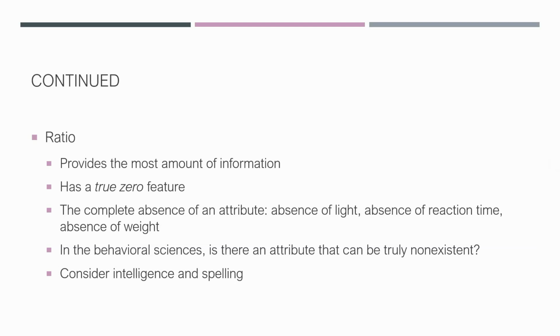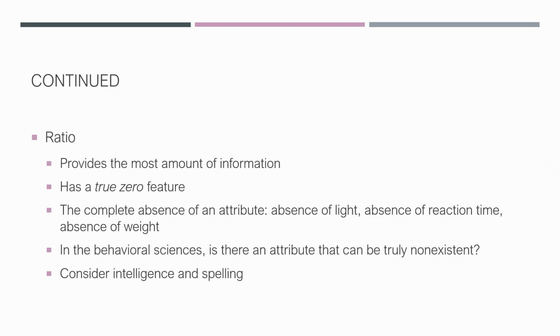The feature that really sets apart the ratio level of measurement from the interval level of measurement is the fact that ratio scales have true zeros. There is a true 0 feature, meaning that there can be a complete absence of an attribute. So for example, the absence of light. You can be in a completely dark room in which there is literally, physically no light. The absence of reaction time.